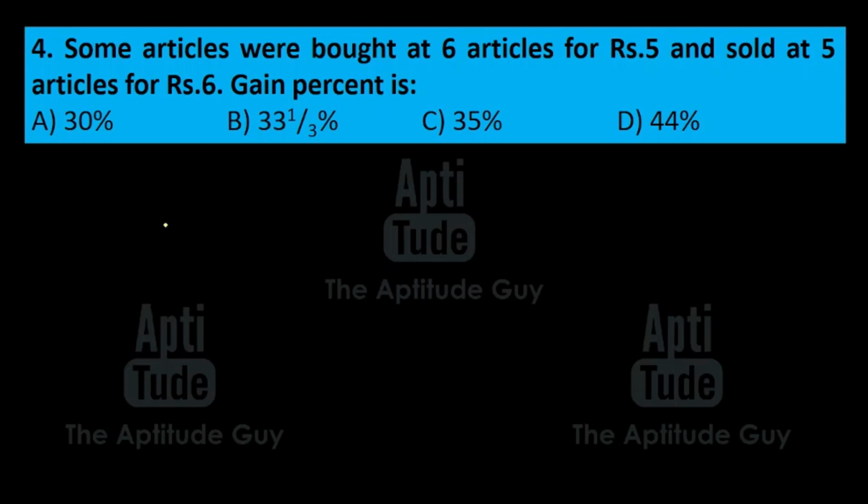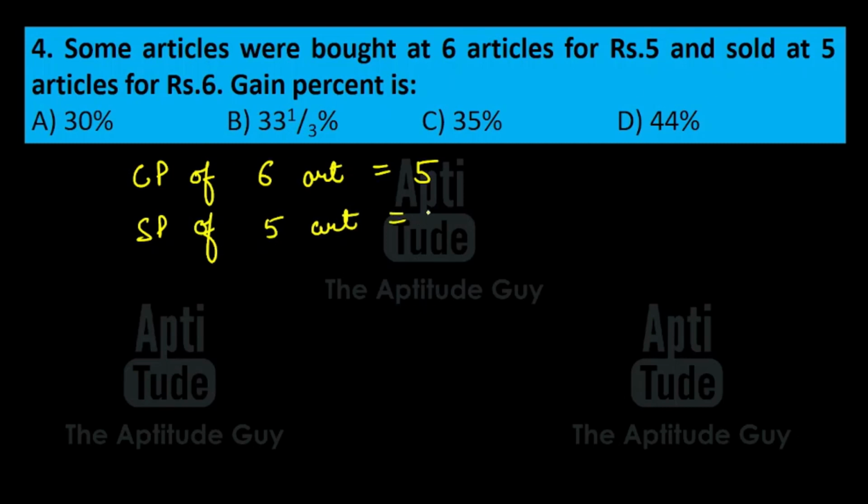Let's first write the data. Some articles were bought at 6 articles for 5 rupees. That means cost price of 6 articles is equal to 5 rupees. And selling price of 5 articles is equal to 6 rupees. Now, I said in such questions, your best friend is the number 1. What I mean by that is, we need to find the cost price of 1 article.